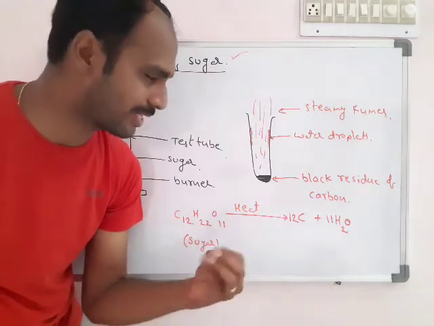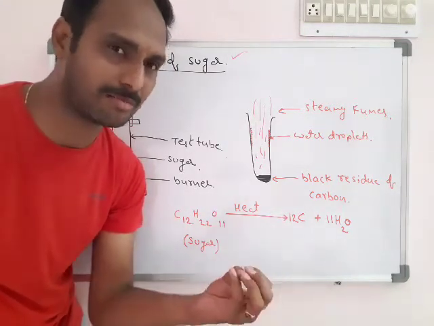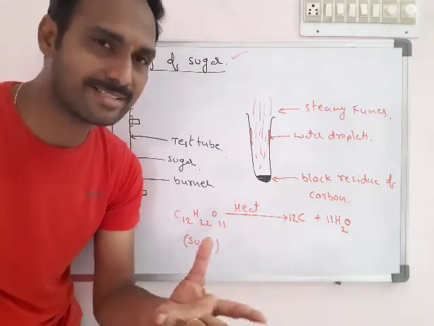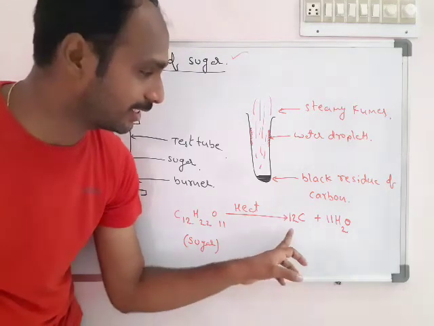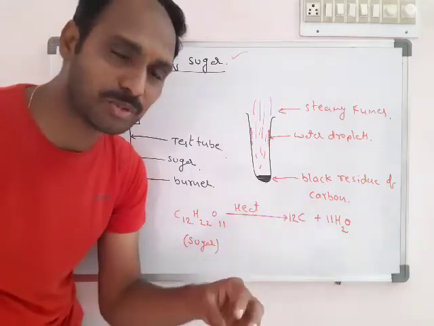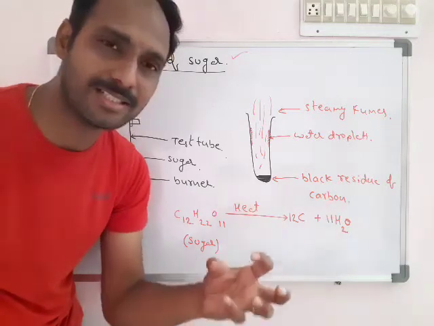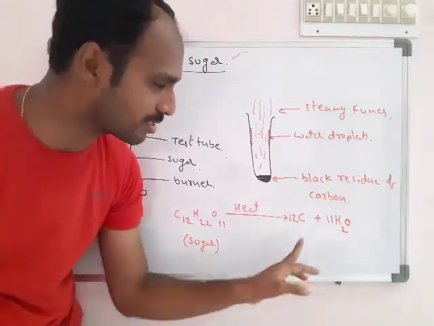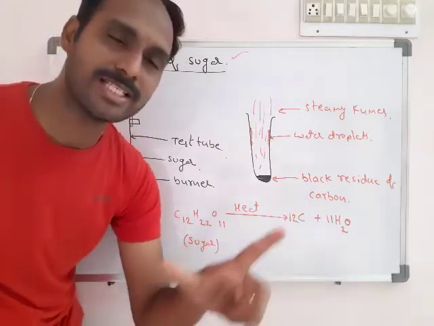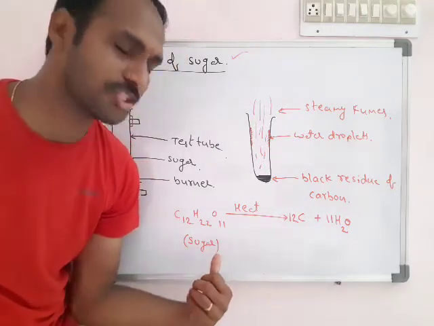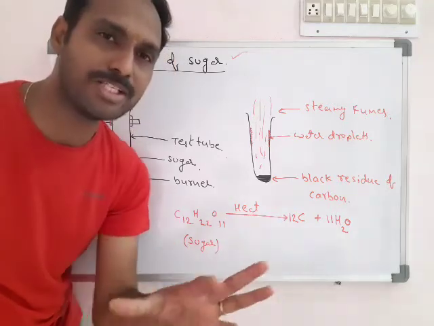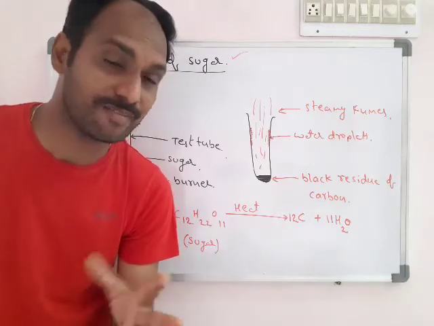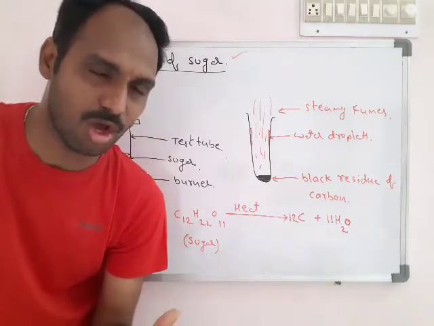The reaction completes and we get a black colored mass. Only the black carbon mass is less than 100 grams. But if we add the water vapors as well, and gather and find out the mass, the sum of the mass of this carbon and water is equal to the mass of the starting material, sucrose. It means during a chemical change, the physical state may or may not change.